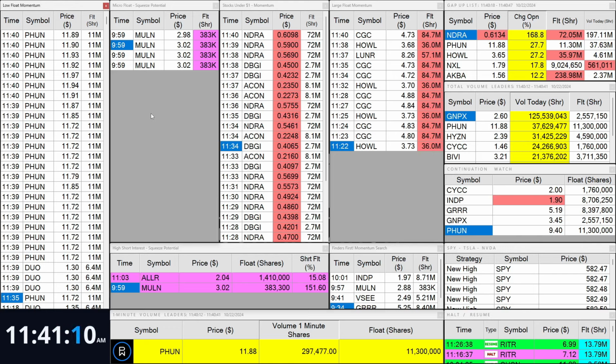Not all float sizes are going to be the same, right? The smaller the float, usually the better the price action, except for when you have these micro floats. So that's why these are listed in magenta here. So guys, that float size and visually seeing that and pairing that with the alert is so important to me.